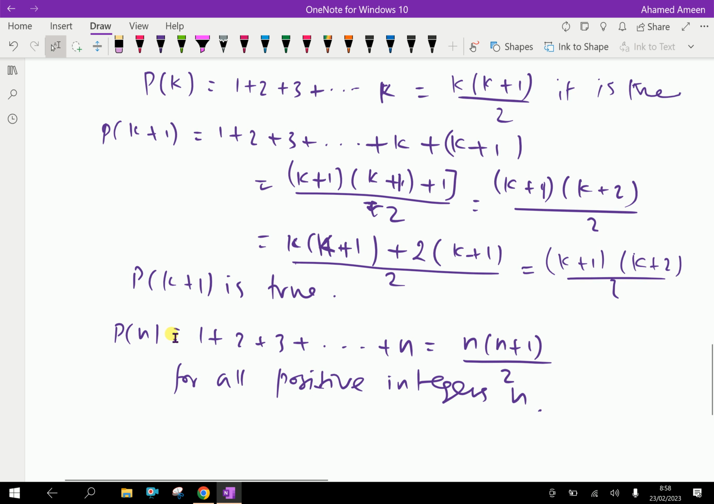Similarly, P of n, 1 plus 2 plus 3 up to n, equals n into n plus 1 by 2, is true for all positive integers n. Therefore, we proved this mathematical statement by mathematical induction.